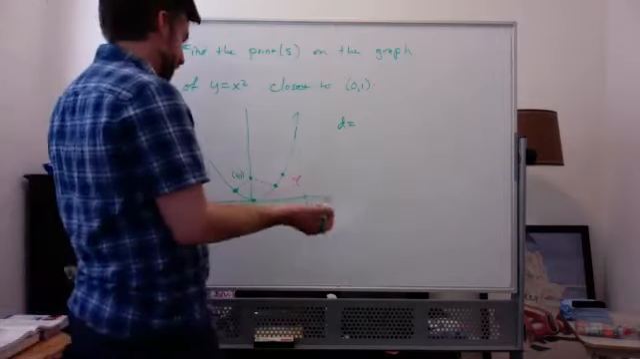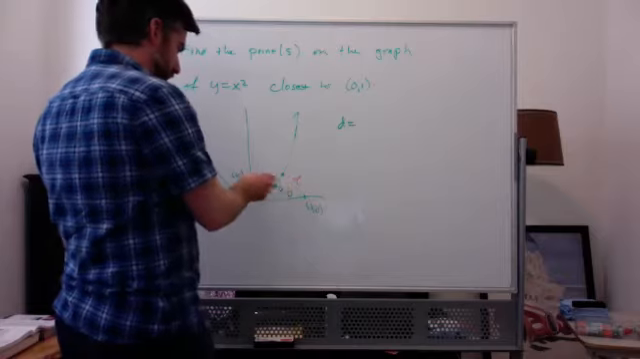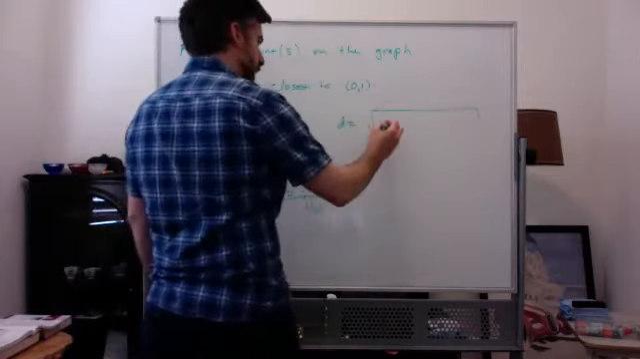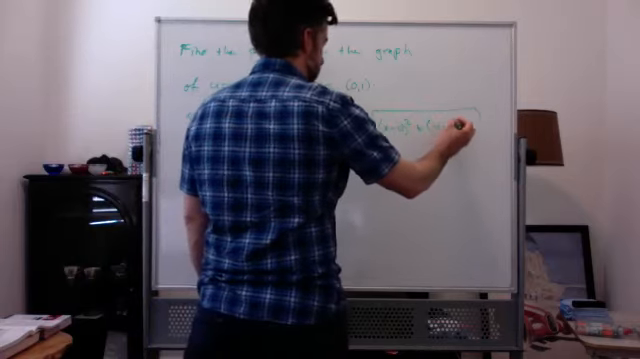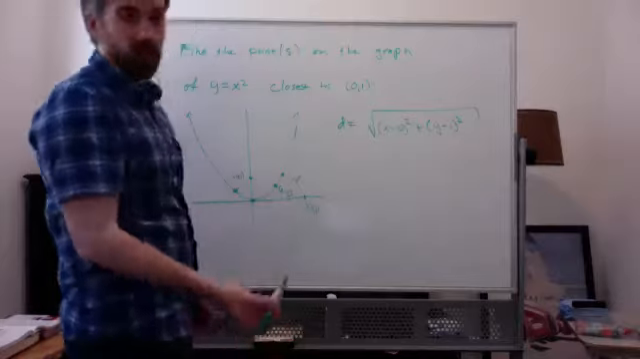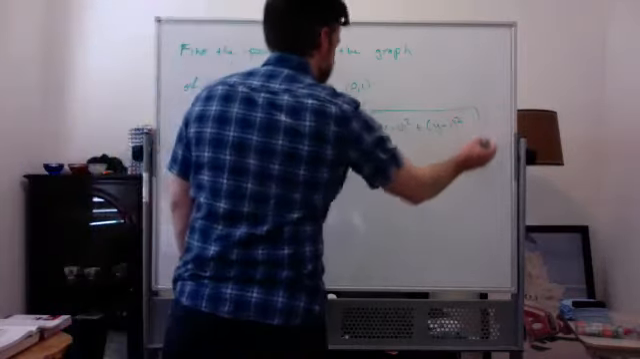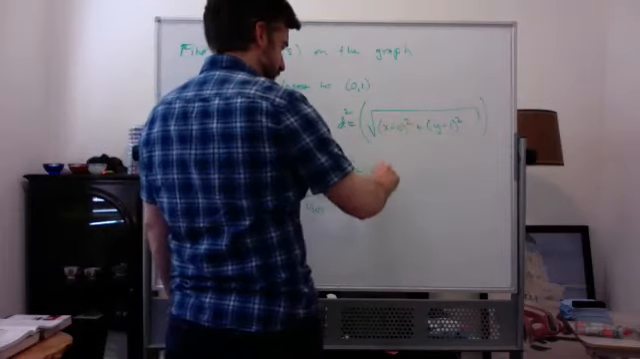So the distance formula from my point x, y to 0, 1 is the square root of x minus 0 squared plus y minus 1 squared. Of course, we're going to square both sides because we'd rather do the distance squared. So the distance squared is just x minus 0 squared, which is x squared.